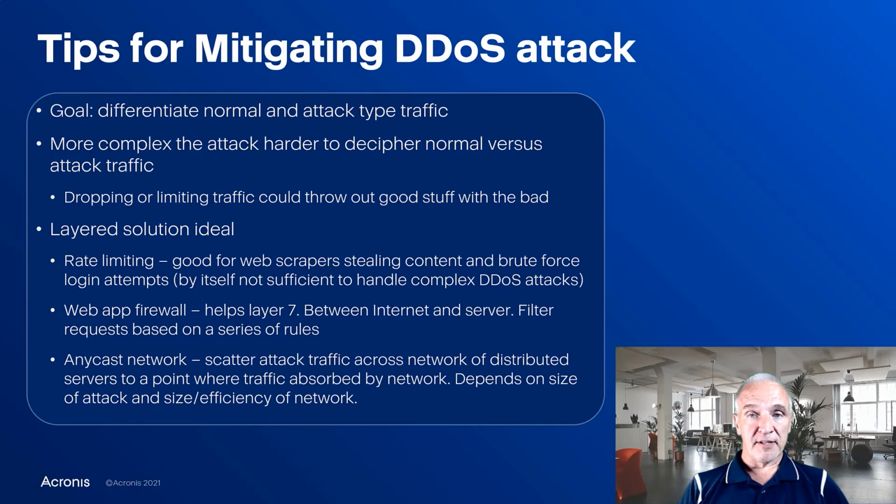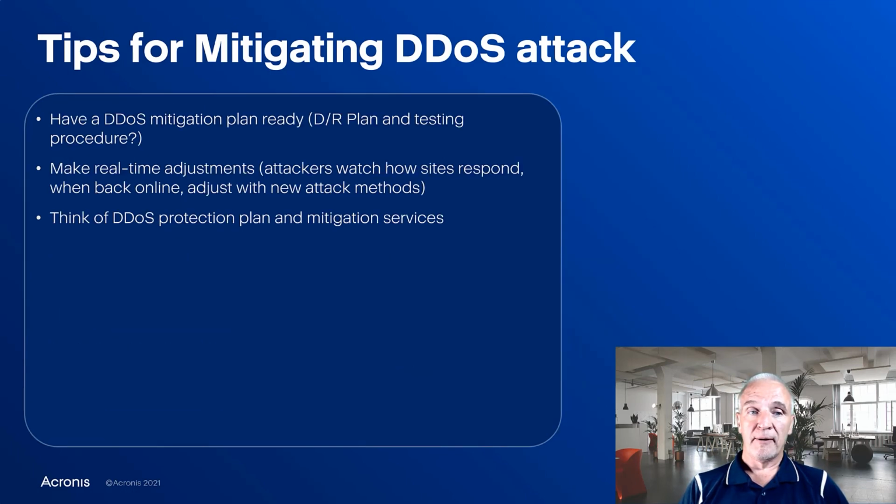Web app firewalls. This will help with layer 7 that we were discussing earlier. This is between the internet and the server. You filter requests based on a series of rules. You could do something called an Anycast network, where this scatters attack traffic across the network or distributed servers to a point where the traffic gets absorbed by the network. Well, this is going to depend on the size of the attack as well as the size and efficiency of your network. Do you have some kind of DDoS mitigation plan ready?